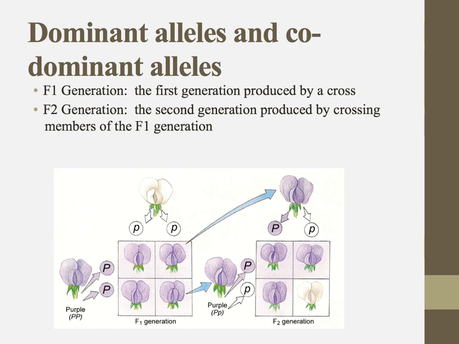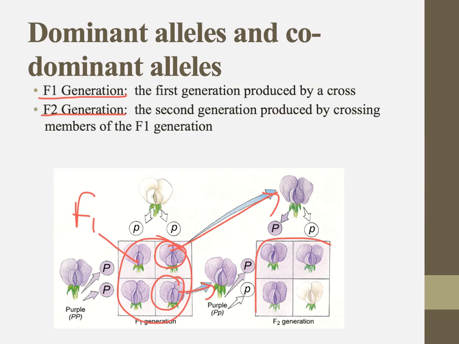Now, one of the terms we're going to hear quite often are the F1 generation and the F2 generation. The F1 generation is the first group of offspring produced by a cross. If I then take 2 of those individuals from that first generation and cross them together, the individuals that I get as a result of that cross are the F2 generation.